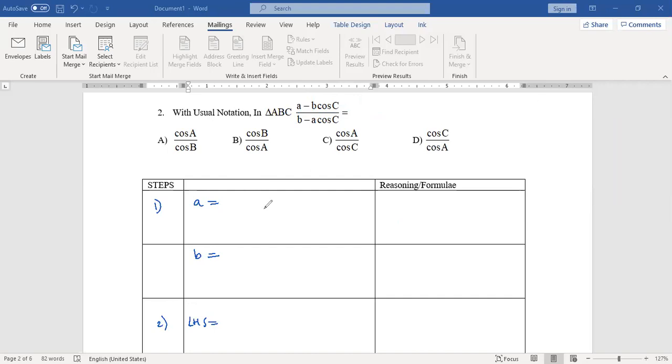A minus B cos C is equal to C cos B. A is equal to B cos C plus C cos B. B is equal to A cos C plus C cos A. Now substitute A and B. Substitute in LHS. You have to write by projection rule.